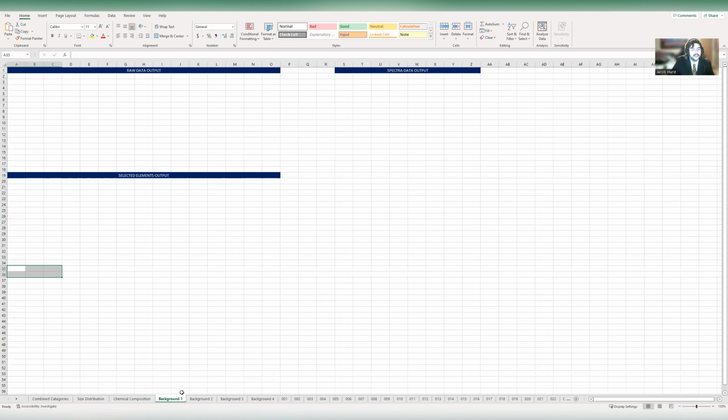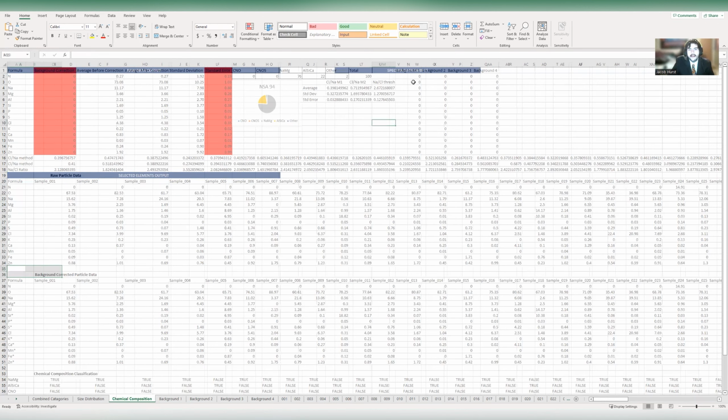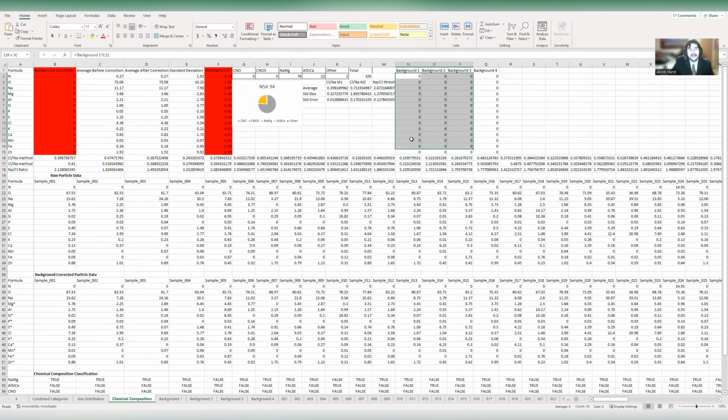And this works the same way on the background, actually. But it'll basically import the background data into here, take the average of that background data, and then it'll do this background correction from that background data. And then this will be all of the raw particle data. This just pulls from each one of these individual sheets, right? And then it just throws it in here, and then it'll average it out, and it'll put it here, right? So we'll have our average of each type of element for our 100 particles, right?